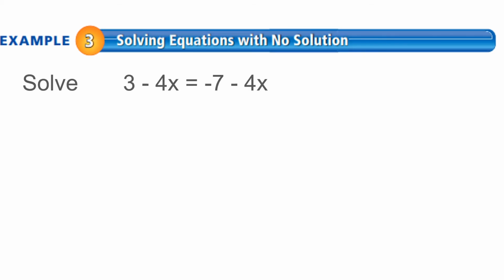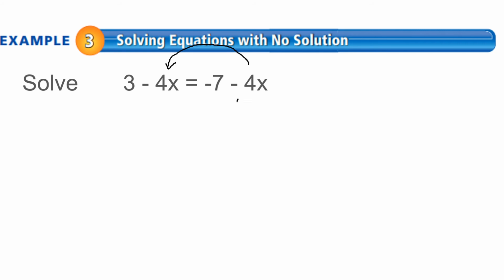In example 3, we're going to be looking at solving equations with no solution. The number one goal of solving any equation is to isolate the variable. So at the end of this equation, we want to have an x equals and our solution. So just like always, we're going to get the variable terms on one side by themselves.